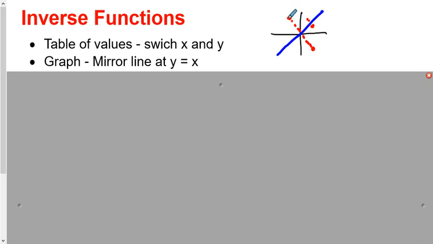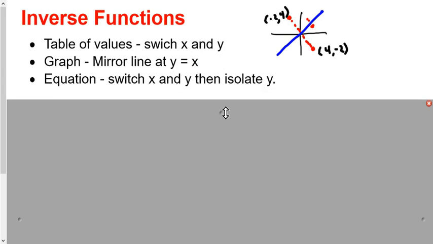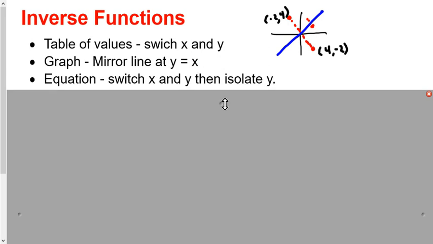You can also just take the coordinates of the point. Say the coordinates of this point were, I don't know, say -2 and 4. I can just switch those coordinates, so this would be 4 and -2. And that would be a way to find it. Okay, so you can graph it using the mirror line, or you can do it with an equation. With an equation, you just switch your x and y values, and then you manipulate it to re-isolate y, and that's your inverse function.